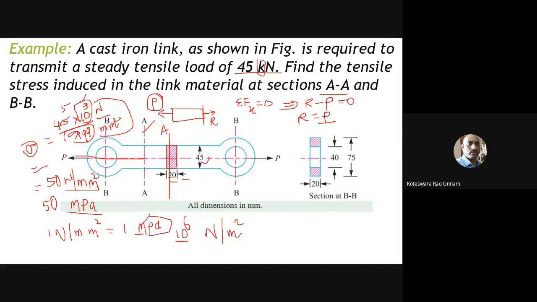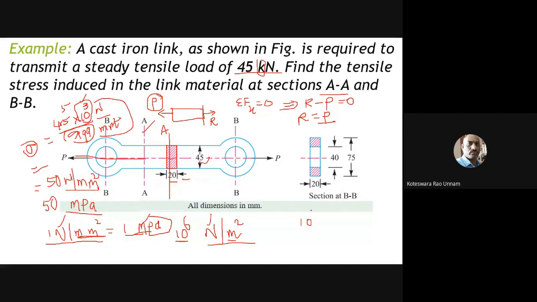So now what I am saying here is 1 Newton per mm square is equal to 1 MPa. 1 MPa is nothing but 1 into 10 power 6 Newton per meter square. Are these two equal or not? I need to check that. The numerator unit is Newton, that's fine. But in the denominator here you have mm square, here you have meter square. So I want to convert meter into mm. How many mm are there in a meter? 1 meter is equal to 1000 mm, isn't it?